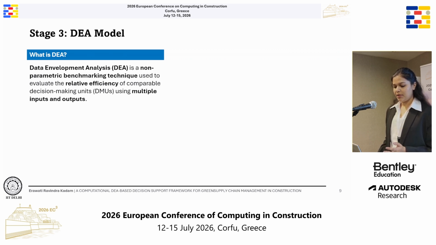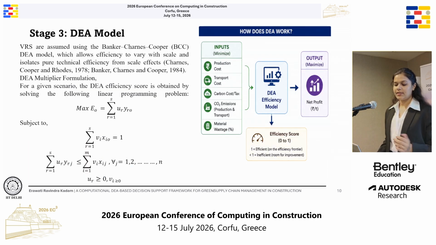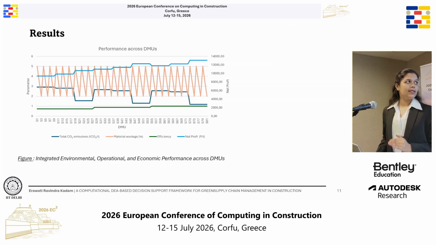Then the DEA model. DEA, data envelopment analysis, is a non-parametric benchmarking technique which is used here. For that, different inputs are considered. Inputs are minimizable, like production cost, transportation cost, carbon cost, and CO2 emissions for production and transportation, as well as material wastage. I consider here only one single maximizing output, net profit, but based on the project requirement and client requirement, we can change the number of inputs and outputs. Then this model is tested in the DEA model, VRS I assumed, and based on that, these results are here.